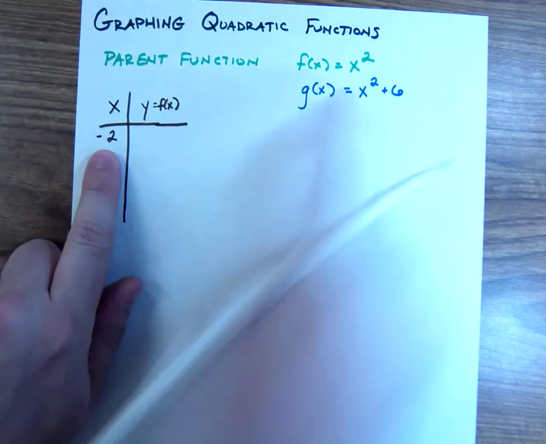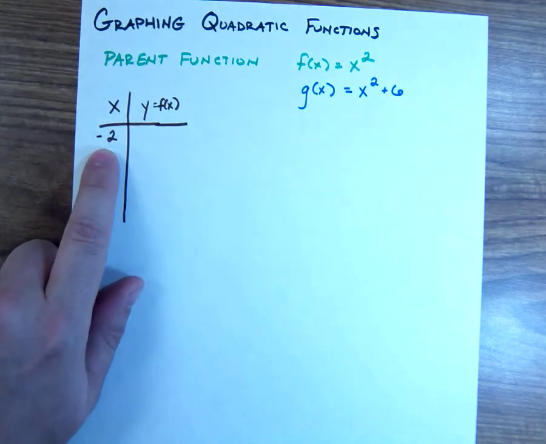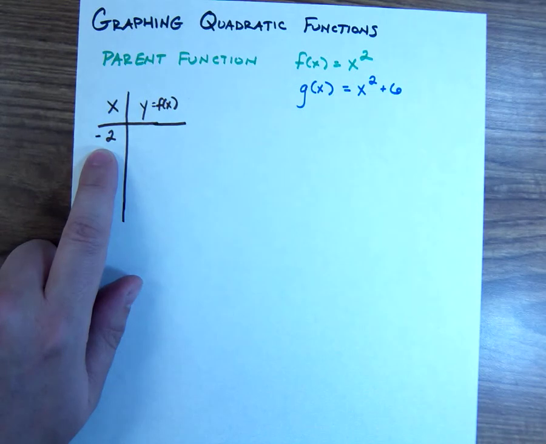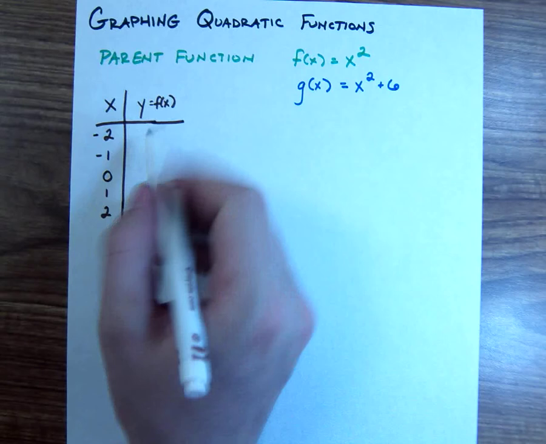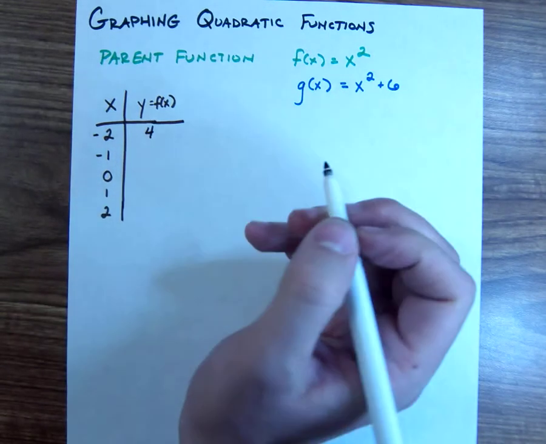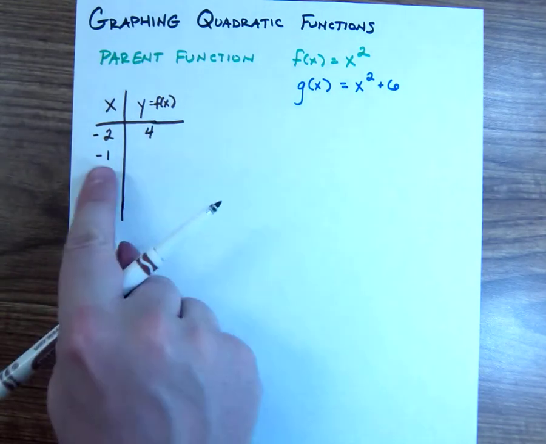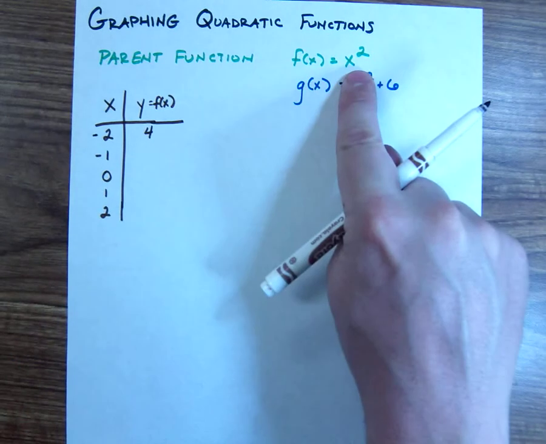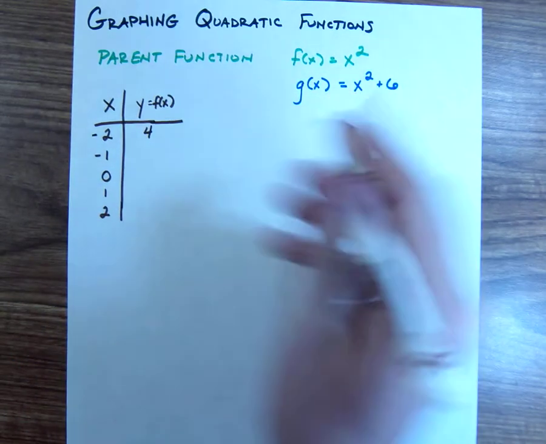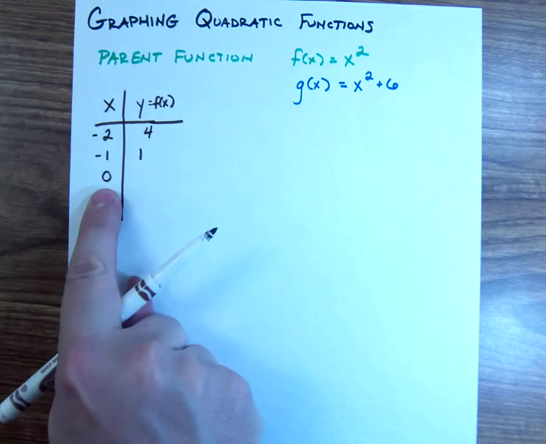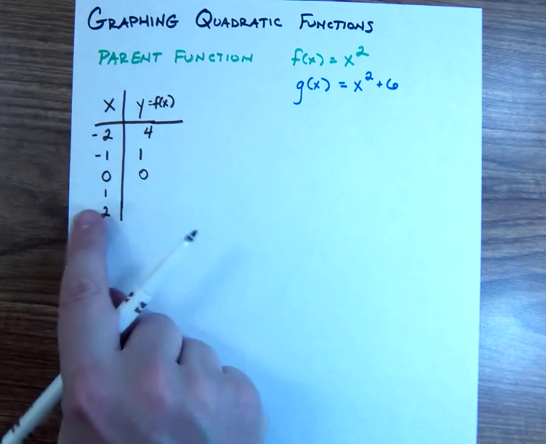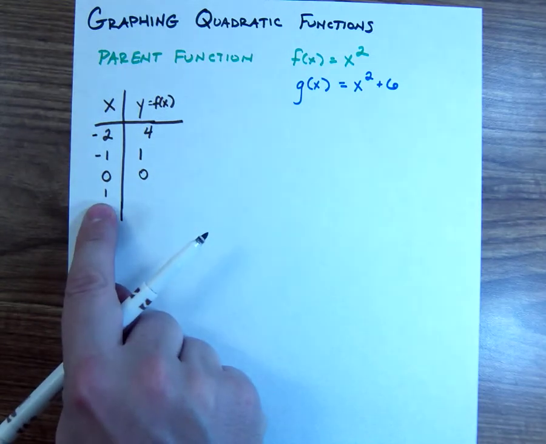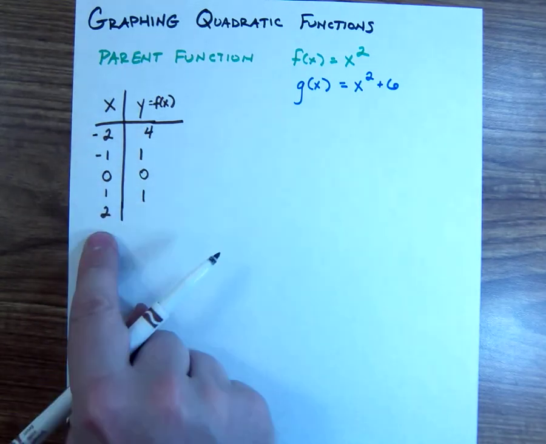If I take -2 and I square it, what do I get? It's -2 squared, 4. -2 times -2 is +4. Okay, what if x was -1? What's -1 squared? 1, good. What's 0 squared? 0. What's 1 squared? 1. And what's 2 squared?